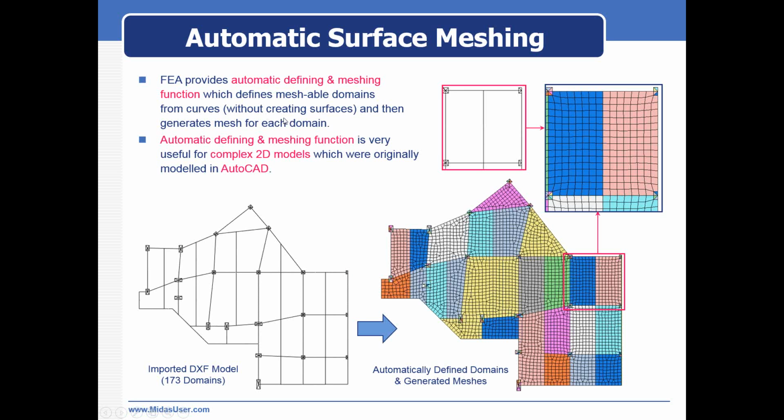Another advantage in FEA is automatic surface meshing. That is, when we import complex 2D geometries, this feature is really helpful. We can directly mesh this plane without defining a surface here. We'll see this in the demonstration.